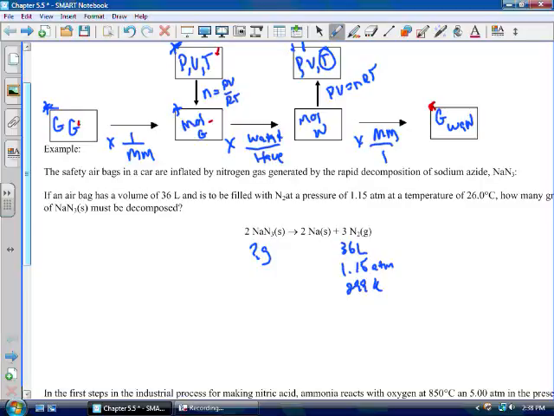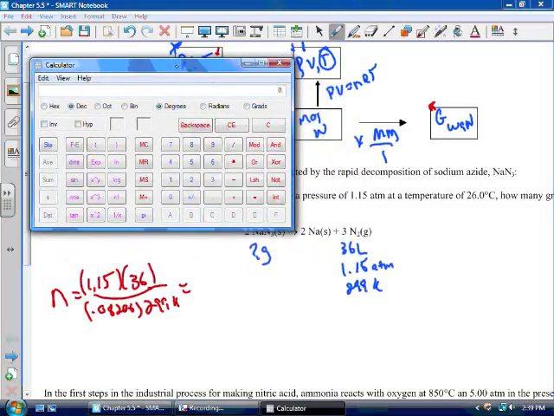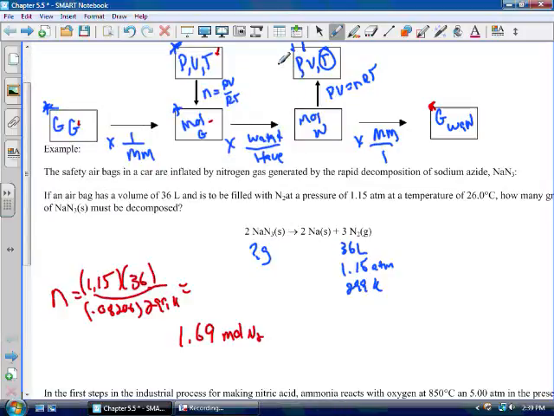So first, we need to get moles of N2 by multiplying n equals pressure, 1.15, times volume, 36, divided by R, 0.08206, divided by T, 299 K. All right, so when we solve that, that will give us moles of N2. All right, so let's put that into our calculator. 1.15 times 36 divided by 0.08206 divided by 299, and we get 1.69 moles of N2.